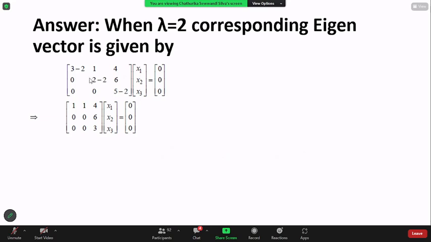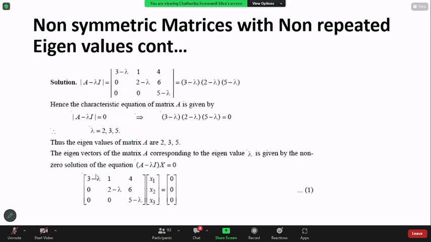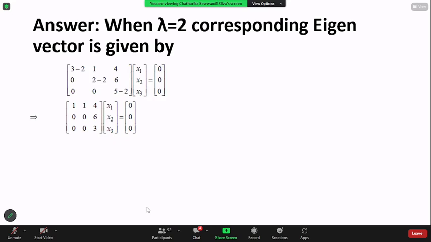This only happens along the principal diagonal, where only 2 is subtracted. Simply, we substitute 2 in place of lambda. Right. So when you simplify these, 3 minus 2 means 1, 2 minus 2 means 0, 5 minus 2 means 3. So now we have a new matrix along with x1, x2, x3, and 0, 0, 0.